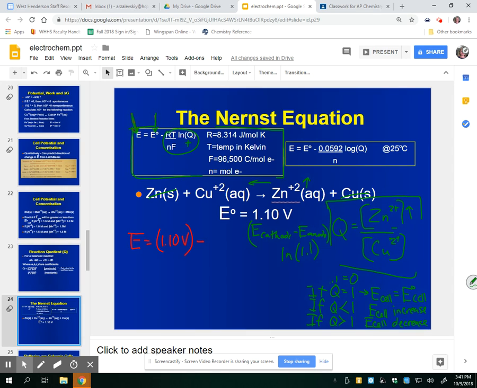So that is how you are going to use the Nernst equation. We never actually plugged in any of the numbers and calculated, but it was reasoning through with this understanding of what Q is. We'll continue to work with that. We're going to see more of Q and this change from standard to non-standard conditions with our cell potentials.